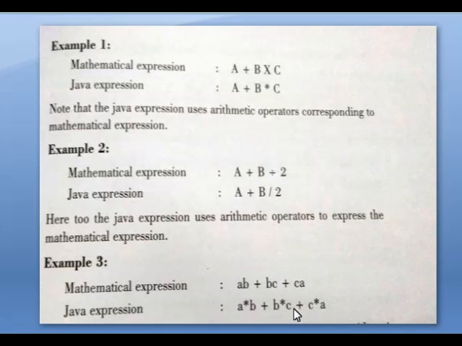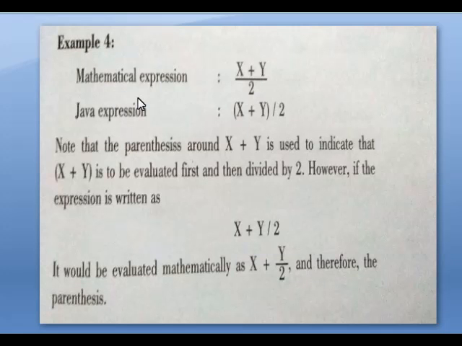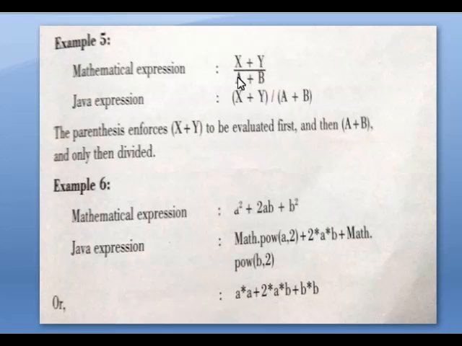Now see the next example. Example number 4, the mathematical expression is x plus y upon 2. If it is like this, you have to use the parenthesis. So the upper part, x plus y, will be inside the bracket, upon 2. The next example, number 5, is x plus y upon a plus b. So x plus y is inside the bracket, upon a plus b.